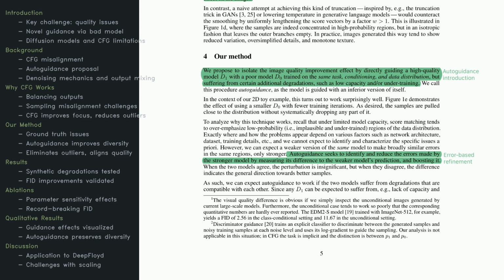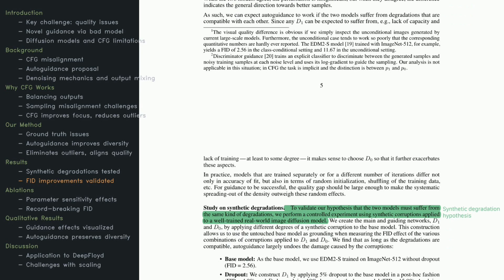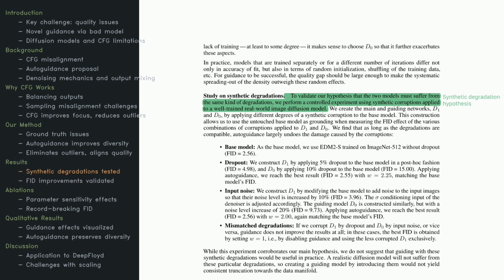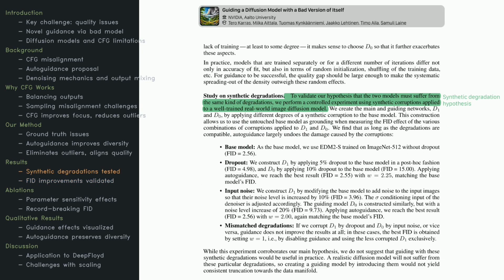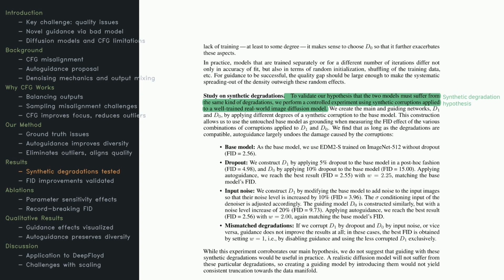One reason it works well is that the weaker model's errors are consistent and predictable, so the system can systematically correct them. It's a clever twist on using a bad version of yourself to get better, which is the paper's main theme. On page 6 upper, we see how the authors test autoguidance using synthetic degradations. They purposely introduce corruptions, like extra dropout or noise, into a high-quality base model, then use that corrupted version as the guide. Curious how it performs?